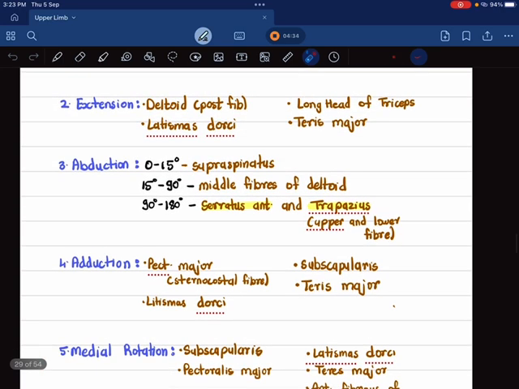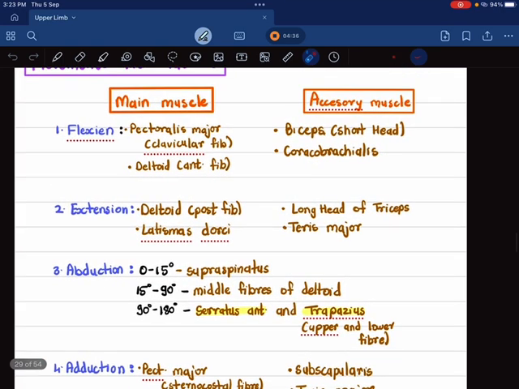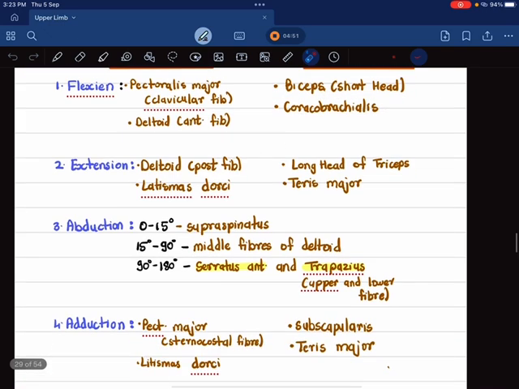For these movements there are main muscles and accessory muscles involved. The main muscles of flexion are pectoralis major, clavicular fibers and deltoid, and the accessory muscles are biceps, short head and coracobrachialis. In extension, main muscles are posterior fibers of deltoid and latissimus dorsi, while accessory muscles are long head of triceps and teres major.